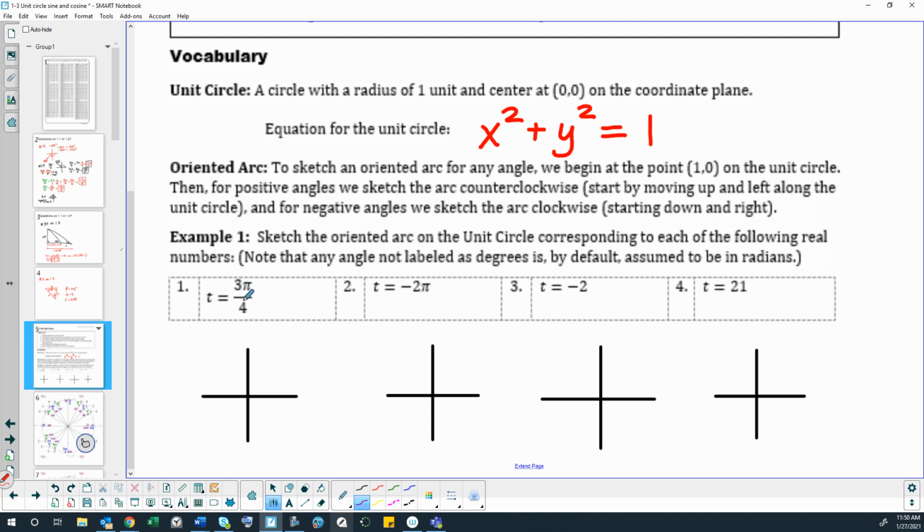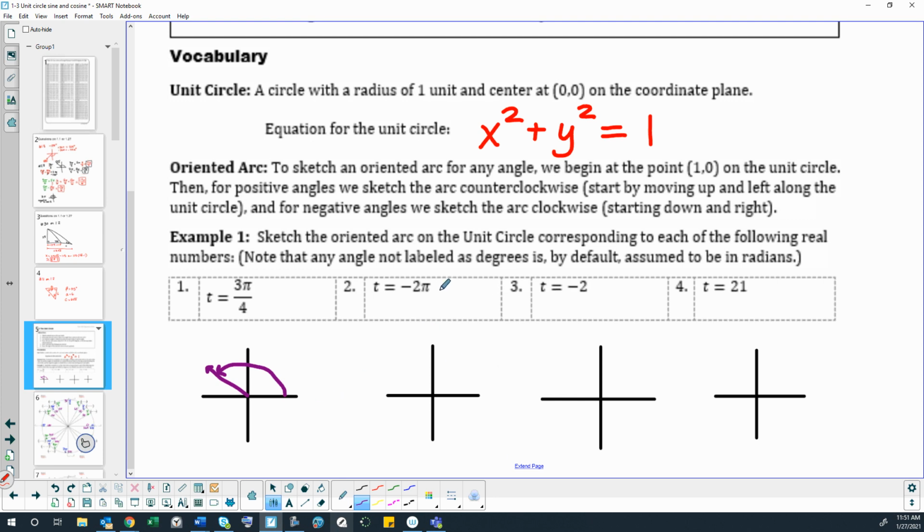Can you just visualize in your head where 3 pi fourths would be? You're supposed to just be starting to get familiar with these. In case you've forgotten, 3 pi fourths would be 135 degrees. I didn't draw that very well, but here's the arc that would go to the terminal side of that angle. So I just sketched the oriented arc on what would be the unit circle, and the arrow is telling us what direction it's going. That's what the word oriented means. Okay, any questions on that one?